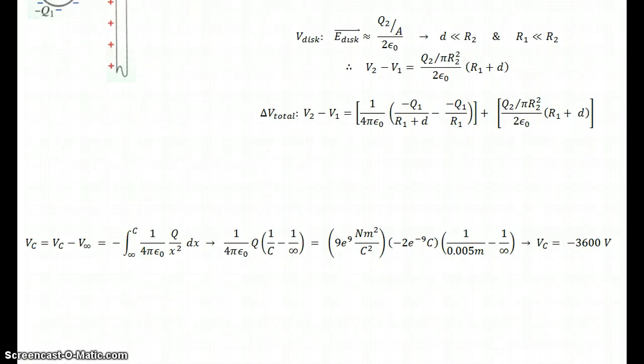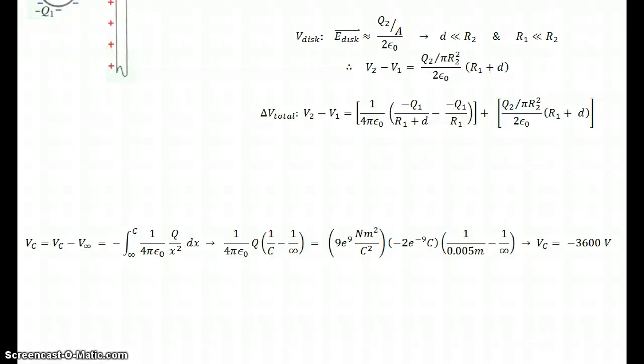If I had a metal sphere of radius 3 millimeters and charge negative 2 nanocoulombs, I could find the potential at a location C, which is 5 millimeters from the center. Since potential has a value at every location in space, potential forms a scalar field. The potential relative to infinity is illustrated by Vc equals Vc minus V infinity, which also equals the negative integral from infinity to C of the electric field due to a point charge, where x is changing.